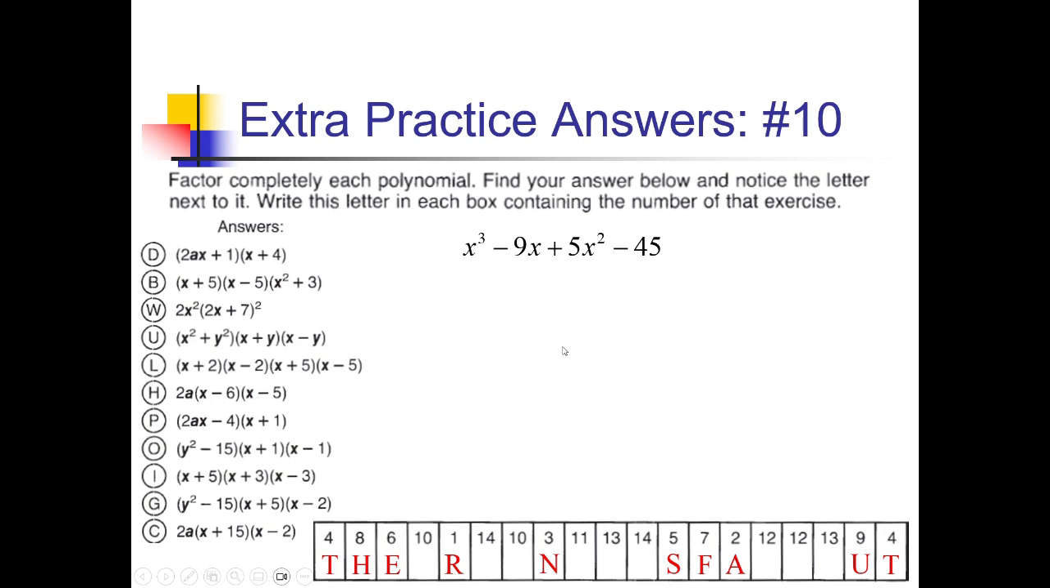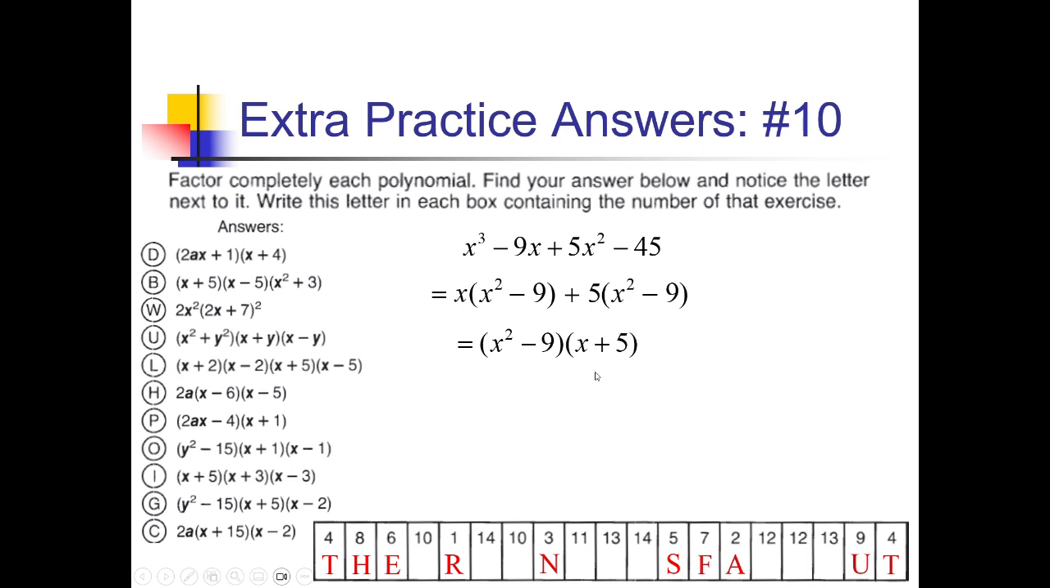For number 10, I've got 4 terms and no common factors that I can take out of everything. So let me go straight to grouping on this one. First 2 terms, x cubed minus 9x. I can take a 9 out of those, or an x rather, not a 9, an x. That'll leave me with an x squared minus 9. For the next 2 terms, I can take out a 5. That leaves me with x squared minus 9. My x squared minus 9 is a common factor that can come out of everything. And then x plus 5 is our leftovers that we'll put next to that.